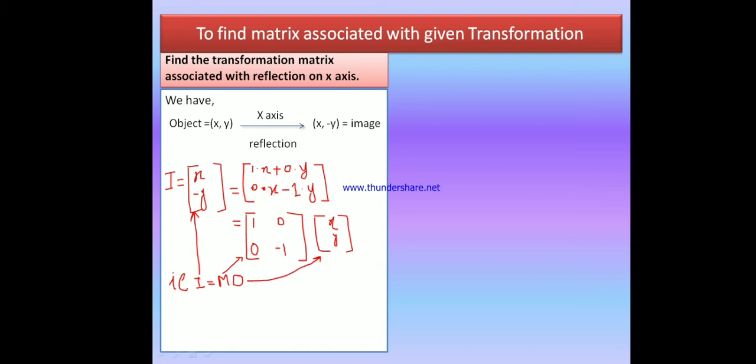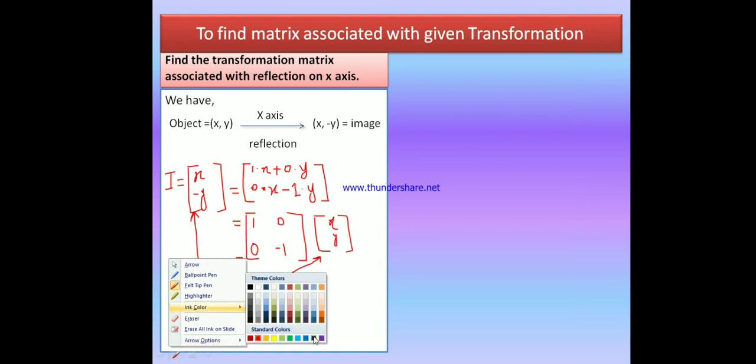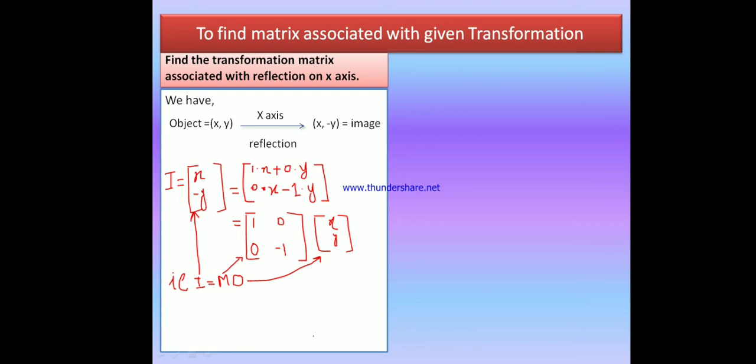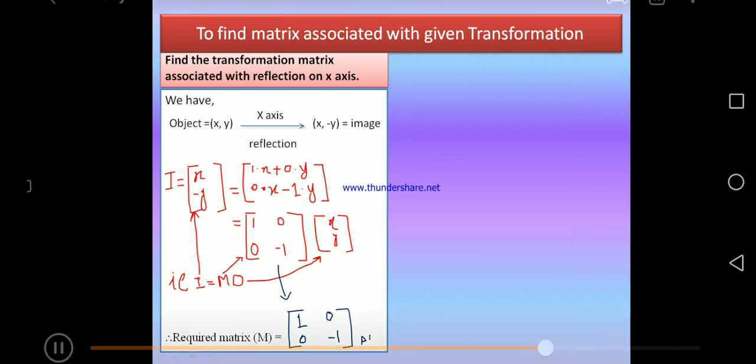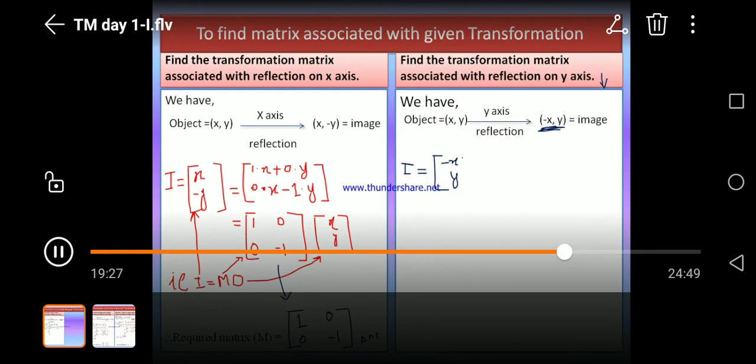So when you are comparing with the corresponding matrices, what you understand here is I is x comma minus y, O is x comma y. Now the new matrix constructed from the coefficients, that is M, is called the transformation matrix, which is equivalent to the reflection on the x-axis. So the final answer is the required matrix M equals 1 0 0 minus 1. That is our required answer. Similarly we can go on, and I'll do some problems very fast.